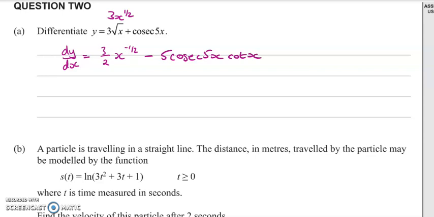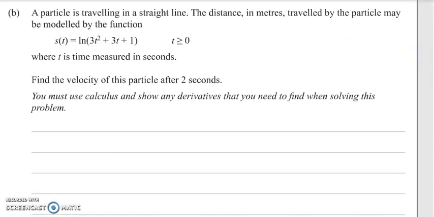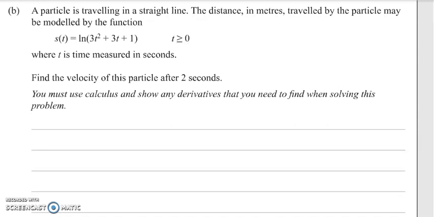And that's it. Okay, so for part B, we have a particle traveling in a straight line. In fact, just pause and read the question yourself. So we've got ourselves a kinematics question where we're told the distance being travelled, that's s of t, and we want to work out the velocity. So to get to velocity from distance, we need to differentiate.